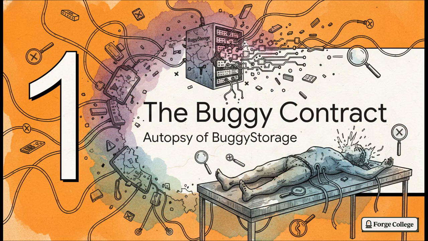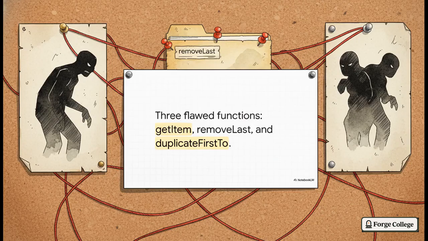Section 1. The buggy contract crime scene. Let's do an autopsy of buggy storage. So we're kicking off our investigation with a deliberately flawed contract that's just constantly crashing. It's honestly an absolute mess of broken logic, and we need to figure out why. Here's our core evidence. This contract has three specific functions, acting as our primary suspects for breaking the code in production: getItem, removeLast, and duplicateFirstTwo. I mean, each of these looks innocent enough on the surface, right? Just standard array operations. But underneath, they are hiding some incredibly sinister assumptions that will absolutely wreck your deployment.